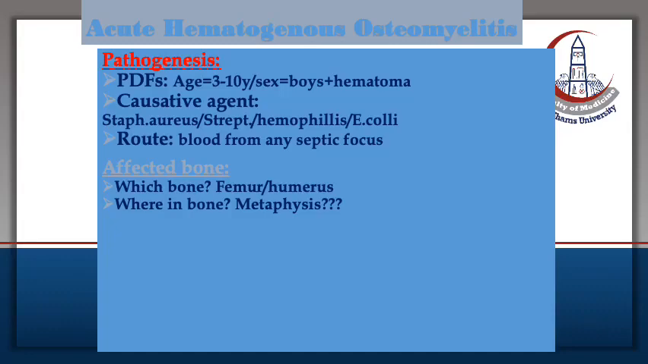Acute hematogenous osteomyelitis predisposing factors: age from 3 to 10 usually, affecting boys more than girls, after trauma and formation of a hematoma. The femur and humerus are the most common bones affected, specifically at the site of metaphysis, because it has a slow blood circulation and is more liable to trauma.